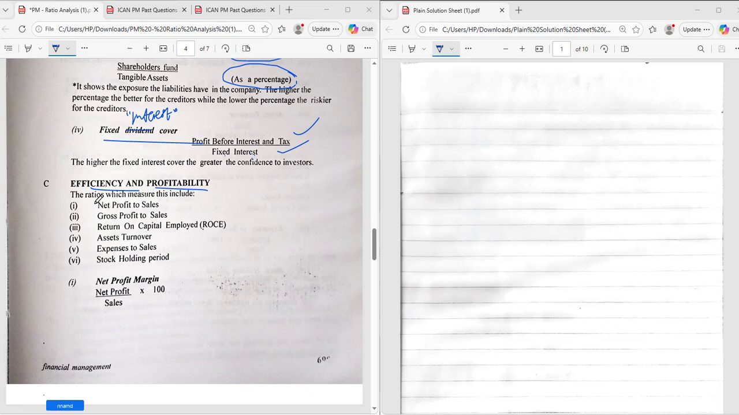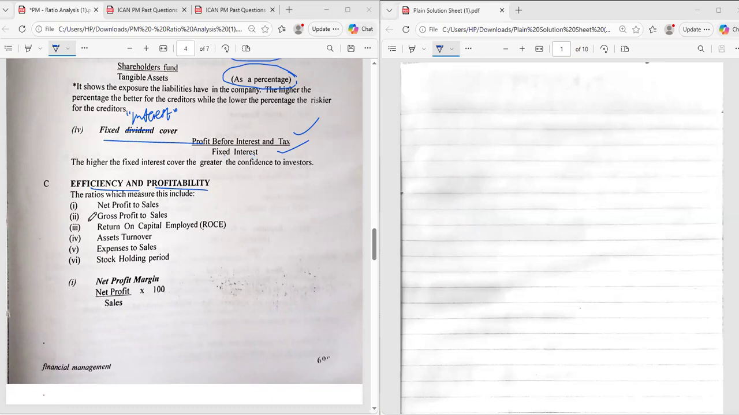All right, so what do we have now? Efficiency and profitability. Here are the ratios that we have for efficiency and profitability ratios. This is one of the most common ratios. Everybody knows this one. So it's not a big deal.